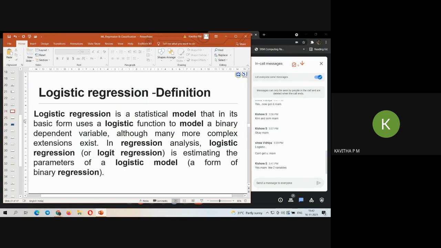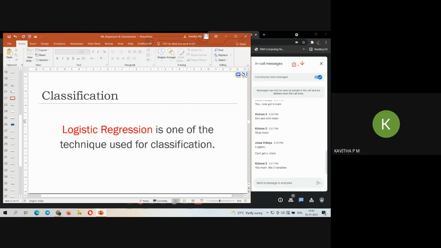Yes, ma'am. Did Sindhu ma'am take logistic regression with the house prediction data set? Ma'am, you taught us linear regression. I agree she taught you linear regression, but Sindhu ma'am taught you house price prediction with logistic regression one day, I guess. No, ma'am. No.